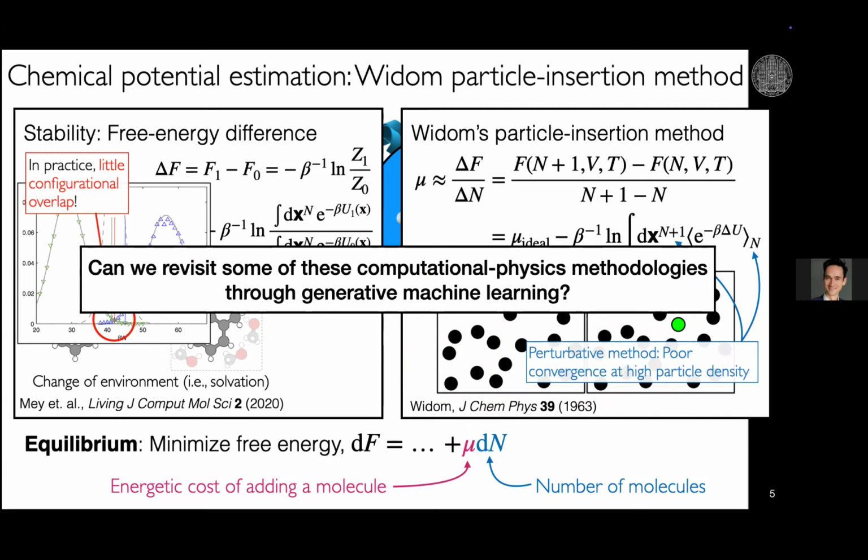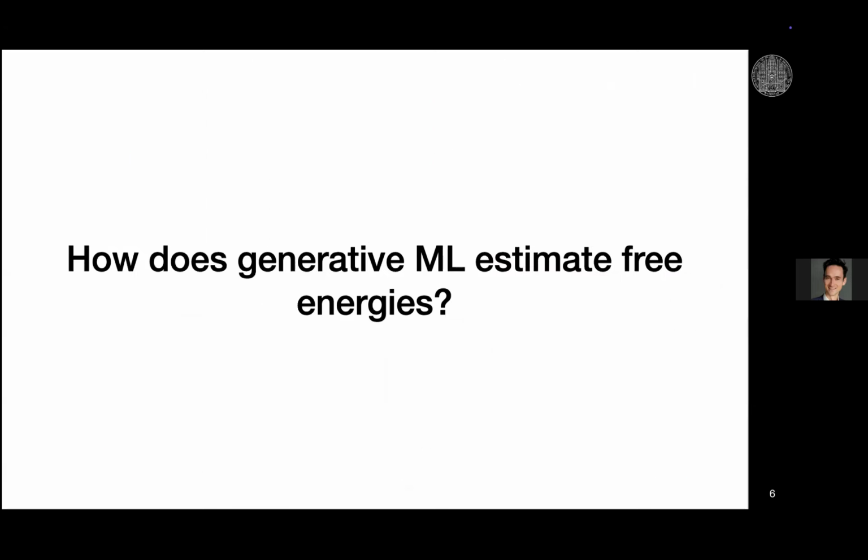Okay, and so in general, this was a little bit of a motivation to thinking about whether these old ideas from computational physics can be revisited a little bit by generative machine learning, and in particular these free energy calculations. And so I want to talk a little bit about how generative machine learning has, in the last few years, tried to revisit free energy. So I'm going to talk about what people have done in this area.